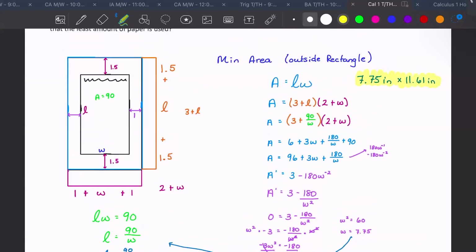Any questions on that one? Oh, I didn't know who was talking. Yep, go ahead. You're hidden. I took into account my 1.5 and 1.5. Yeah. I would have had to do that if I just used L and W, but I did 3 plus L, 2 plus W. Good question.